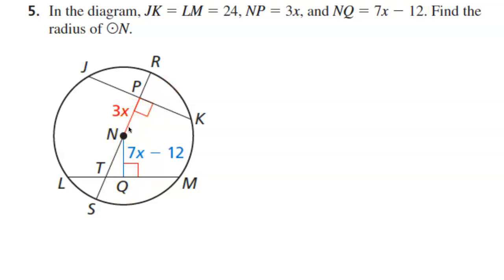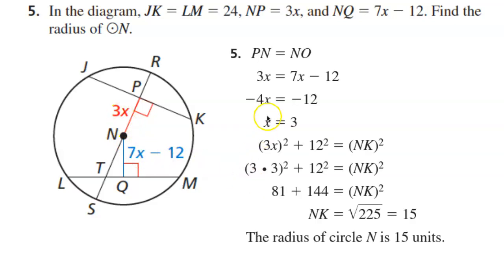Okay, so we're going to basically do the same thing we did last question. If JK is 24, I know from P to K is 12. And then, to help me solve for the red leg, I know the red leg and the blue leg here, or segments I should say, are equal to each other because congruent chords are the same distance from the center point. So 3x equals 7x minus 12. So I do that, and I get x is 3.